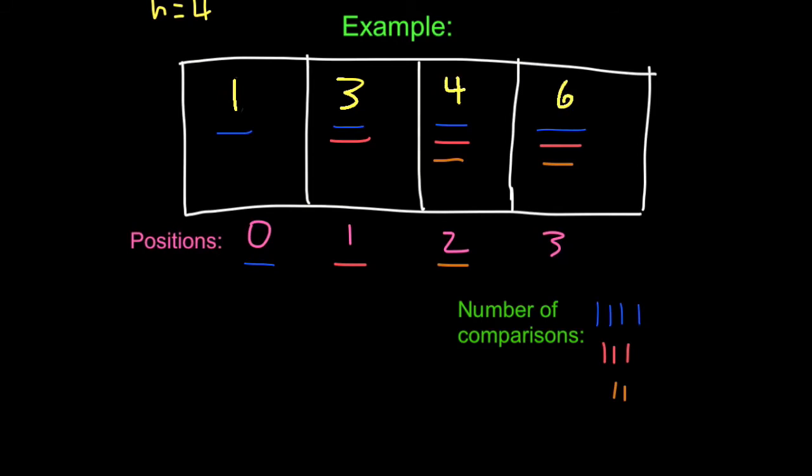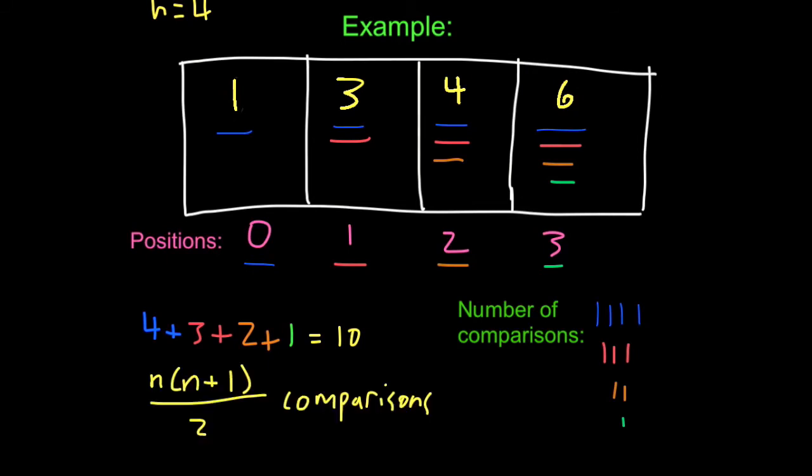Continuing on with the procedure, we're going to find the minimum value from position 3 onwards, and that's going to take 1 comparison. And now the list is sorted. So you can see that we made 4 plus 3 plus 2 plus 1 comparisons. So this will amount to 10 total comparisons. And we want to see that this is consistent with our formula that we found earlier, that selection sort will make n times the quantity of n plus 1 divided by 2 comparisons.